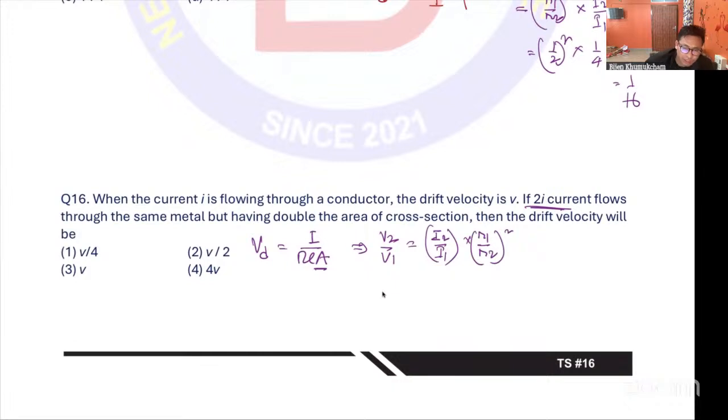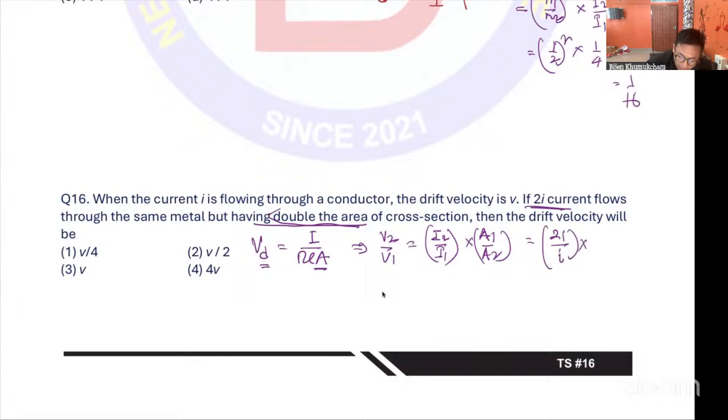Because area is nothing but pi R square. We have just solved it. I2 by I1, I2 is nothing but 2I and I1 is I. Having double the area, my mistake. Since the drift velocity is inversely proportional to area and they are giving it in terms of area, A1 by A2. So I2 by I1: I2 is 2I, I1 is I.